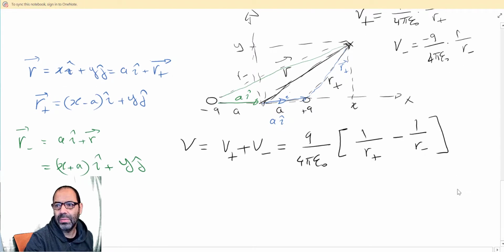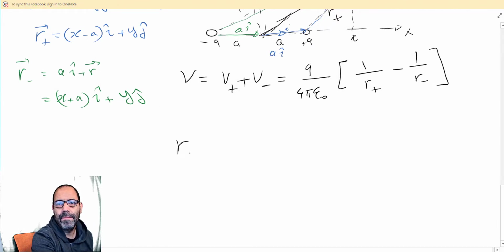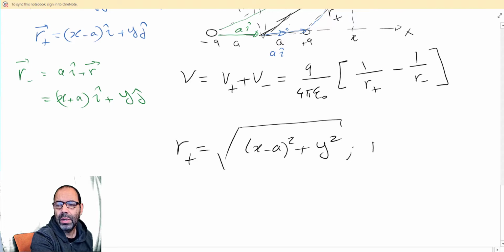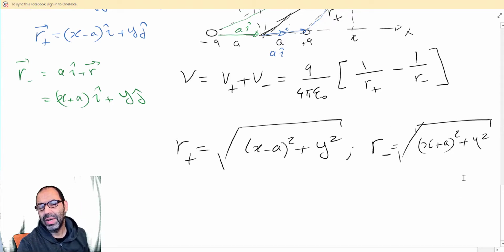I need their lengths because this doesn't care about the direction, it cares only about magnitudes. So let's plug in the length now. The length for r plus is simply the square root of the x component squared plus the y component squared. And the x component squared is x minus a squared, plus the y component squared, which is y squared. So this is r plus. Similarly, r minus as a magnitude is the square root of the x component squared plus the y component squared. So it's x plus a squared plus y squared. Okay, good. So we have r minus and r plus in terms of x and y. Actually, a is just a property of the dipole in this case.